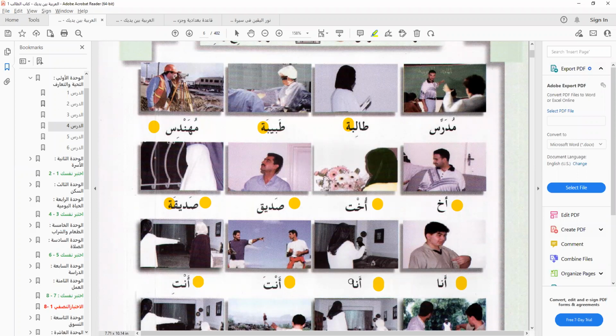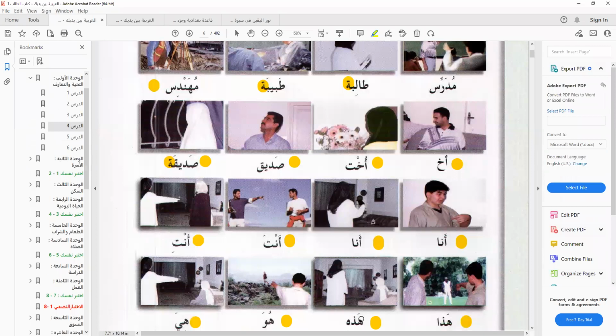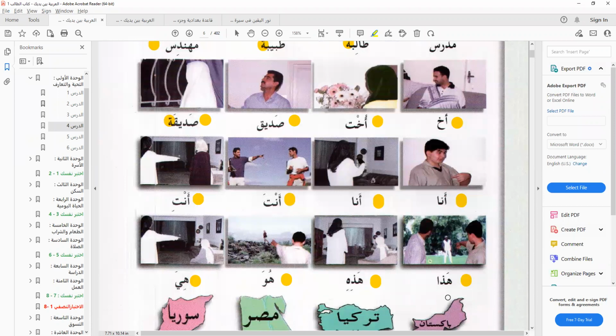Ana, I, for male and female, the same. Anta, you. Anti, you. Hadha, this. Hadhihi, this. The difference is this is masculine, this is feminine. Hadha, this. Hadhihi, feminine. Huwa, he or she.